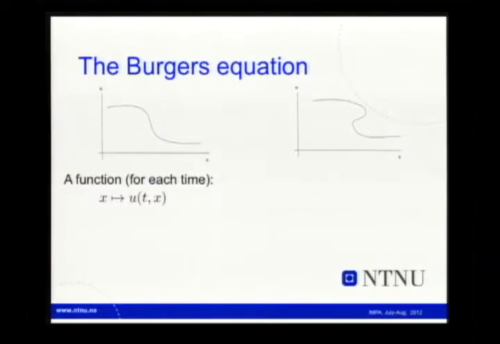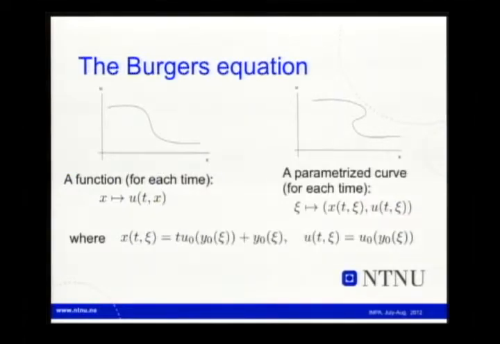curve is as smooth as this curve. There's nothing wrong with this curve at all. So in the Lagrangian picture, everything is nice. So we have a parameterized curve for each time. We can even write down explicitly what it is. And it's a smooth, nice curve.